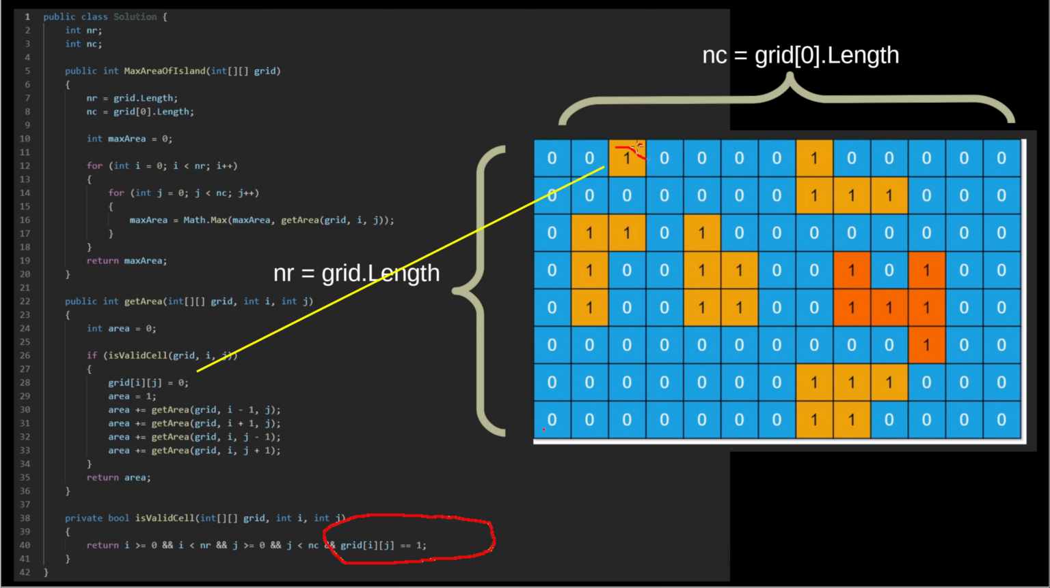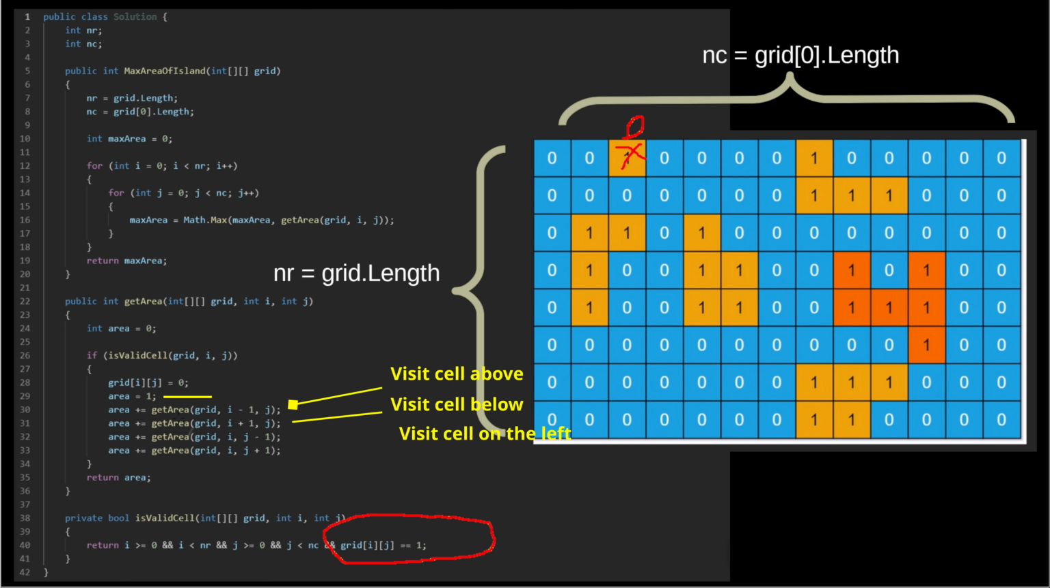So once I find that the cell contains land, I change that value to 0, and then I initiate the area equal to 1, and then I recursively call the get area function, in which I pass in the coordinates for the cells above, below, on the left, and on the right. All these recursive calls will return the area from those cells. So I sum together all the areas, and that's the value that I will return to the function above.